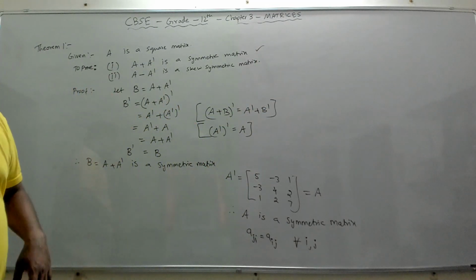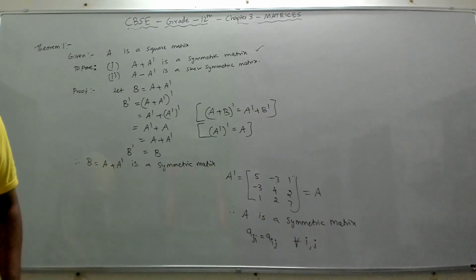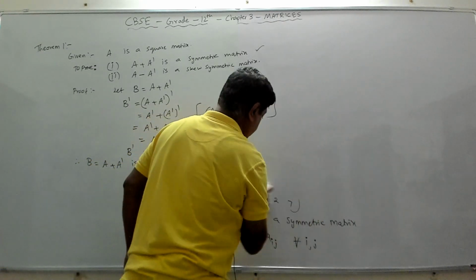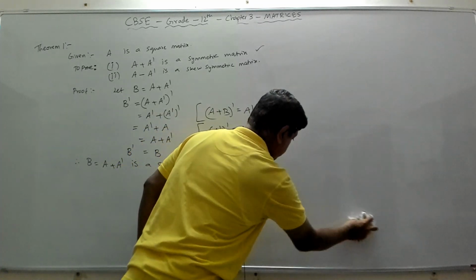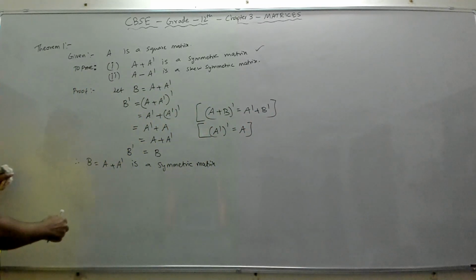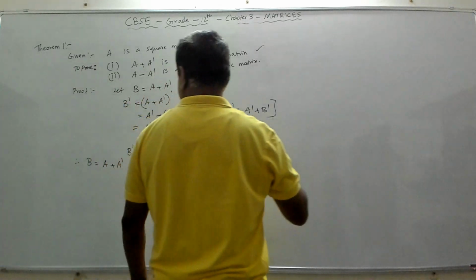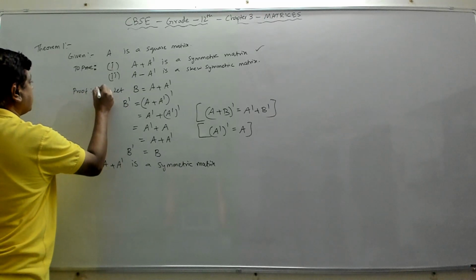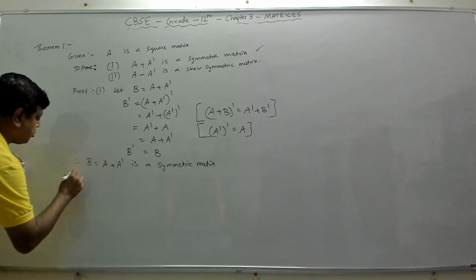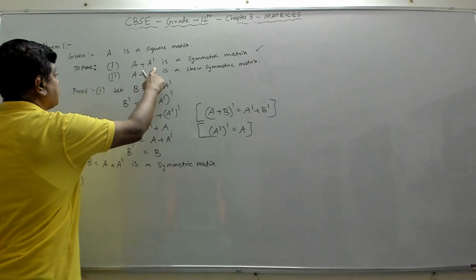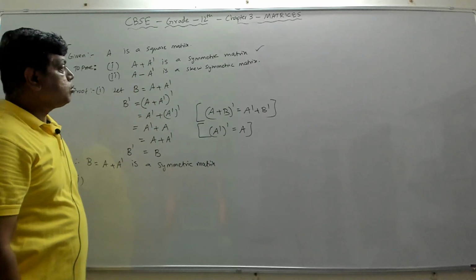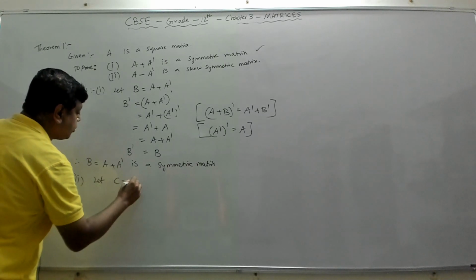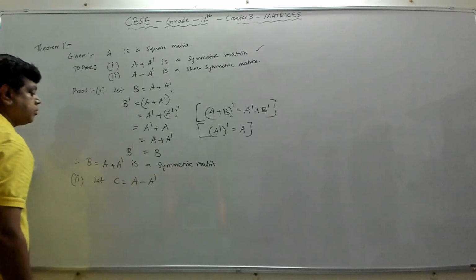Now let's go to the second part. The second part says theorem 2. I will write the proof for the second part here. That's okay. This is the proof for the first one. And for the second part, we have to prove that A minus A transpose is a skew symmetric matrix. So we'll assume that as C. We'll say let C equal to A minus A transpose.